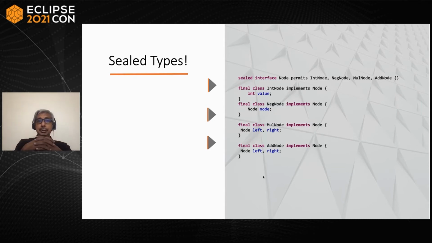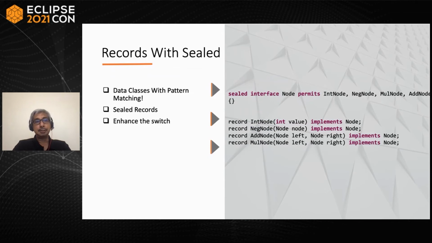Sealing is kind of a generalization of finality. When you put final, it means that nothing can extend. And if it is non-final, that is, the absence of final, it means anyone can extend. Sealing is kind of a middle path which says only those classes it permits can extend the type. So now let's see how records and sealed types clump together before we get into the third one.